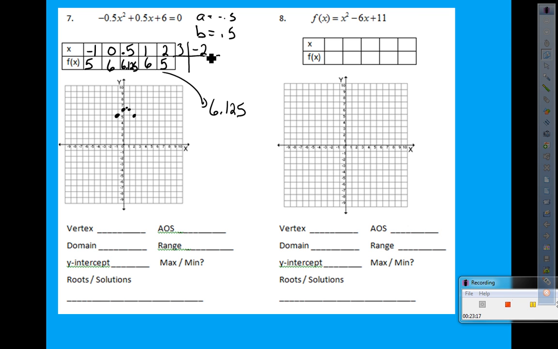Hey, a lot of times when I did that, I would get 0, 0. That didn't happen in this case. I got a 3 and a 3. So let me plot those. So I got 3, 3, and I got -2, 3.